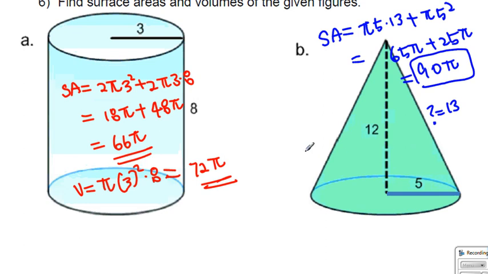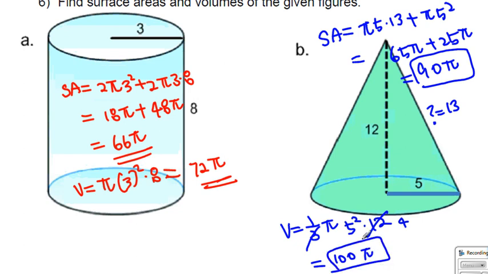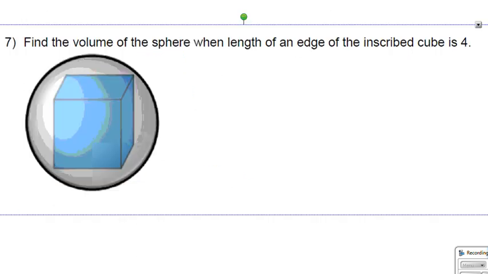Now, volume is 1/3 pi r squared, which is 5 squared, times height, which is equal to 12. But here you will realize that 12 and 3 can cancel out, becomes 4. So we end up getting 100 pi. That becomes our answer for the volume. Alright, let us move on.